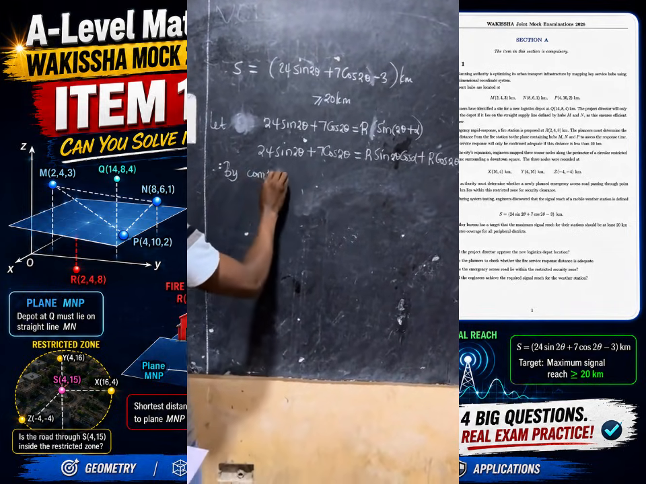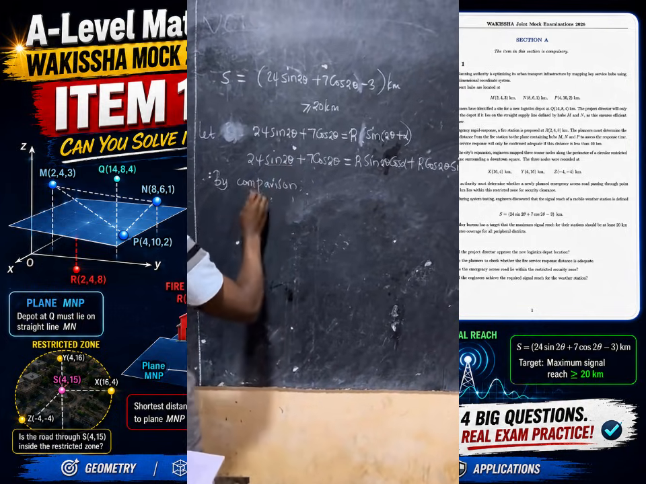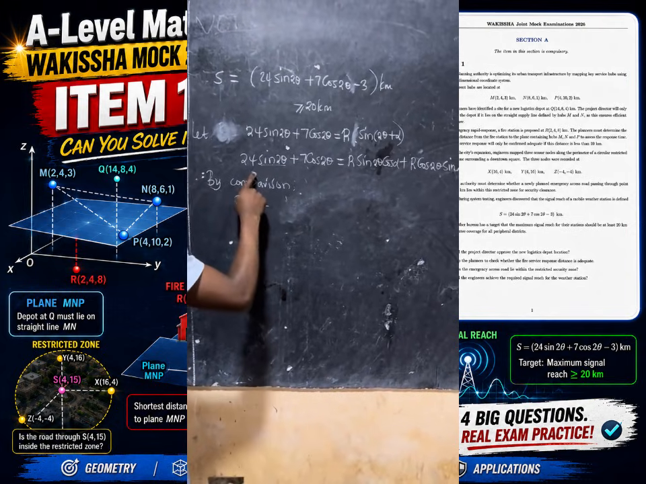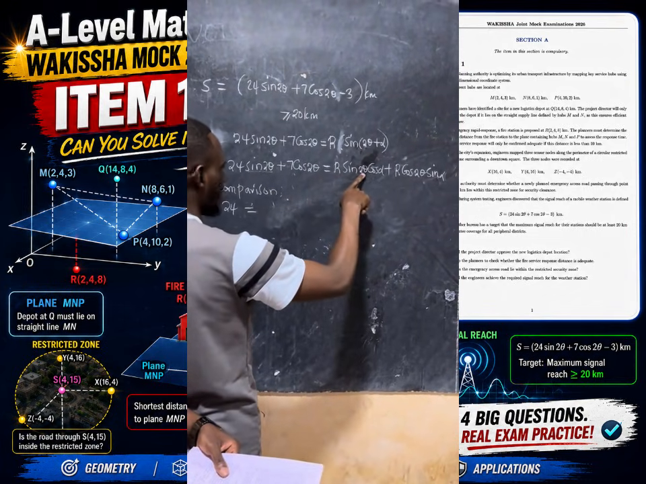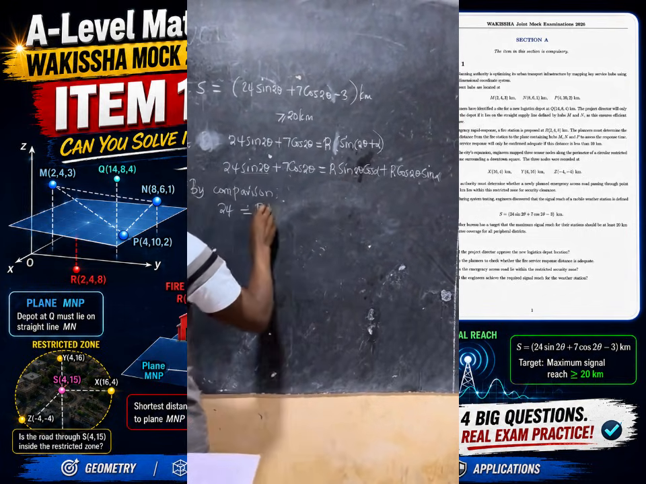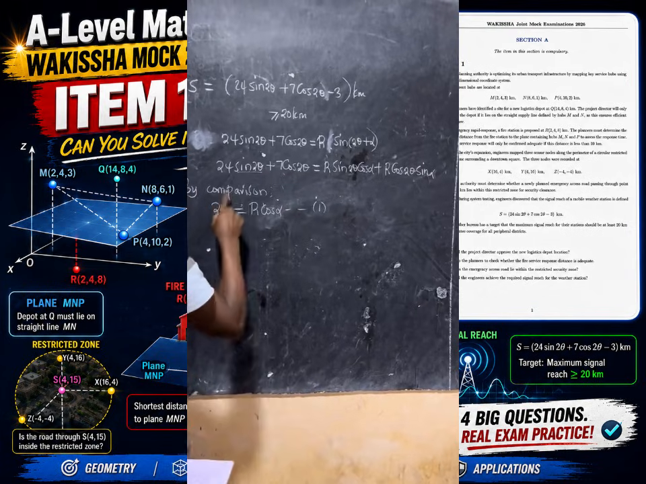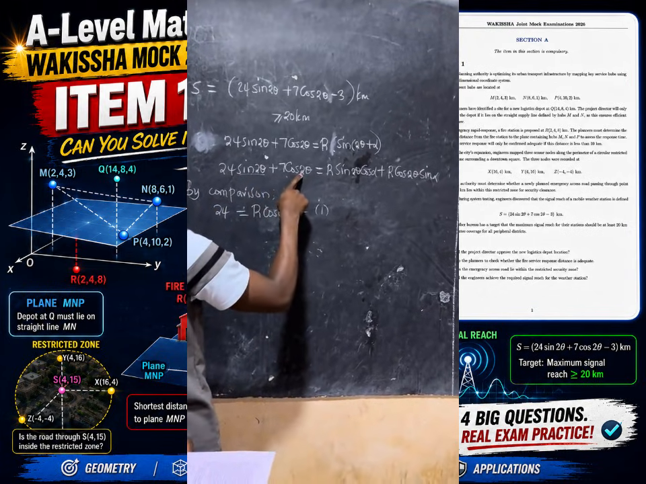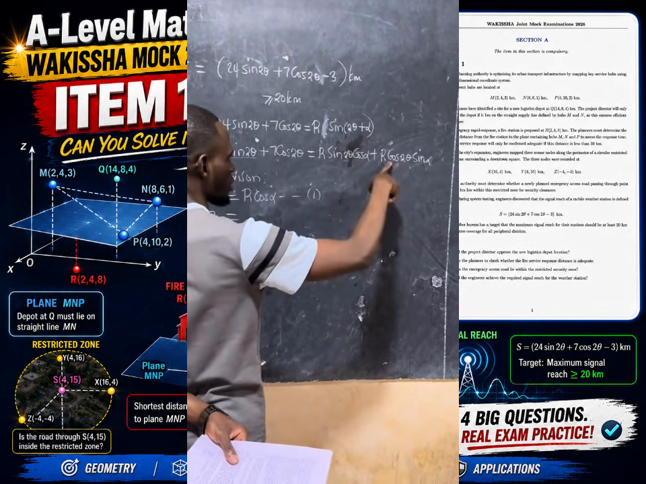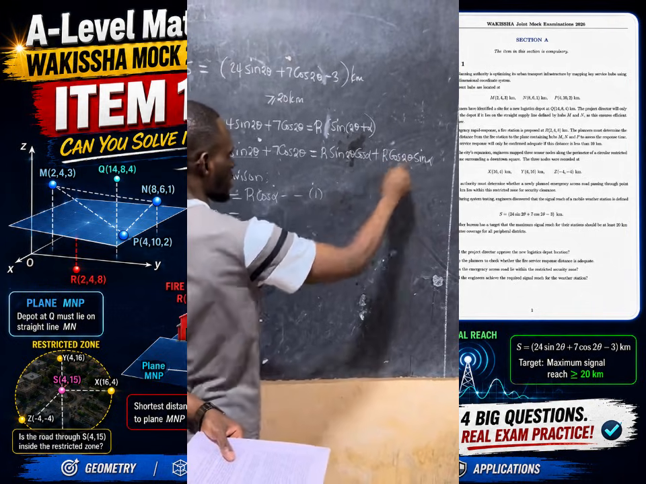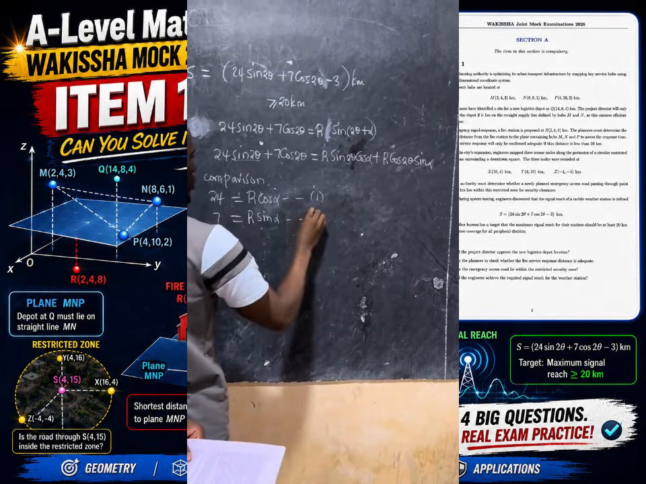Then by comparison, compare those that are in sine 2 theta this side. I have a 24. This is equal to, by comparison, the one that is having a sine 2 theta, R cos alpha. R cos alpha, that's equation 1. Still comparison, those that are having cos 2 theta, the coefficient here is 7. Then here the coefficient that has cos 2 theta is R sine alpha. R sine alpha, this is equation 2.